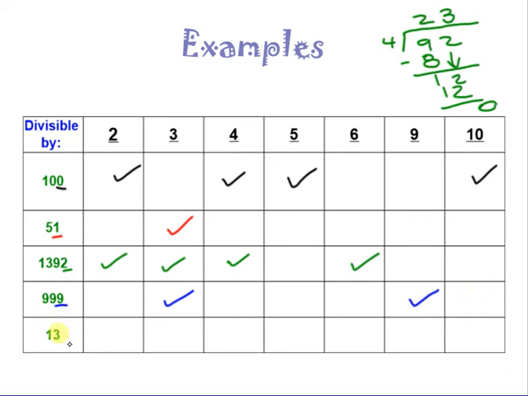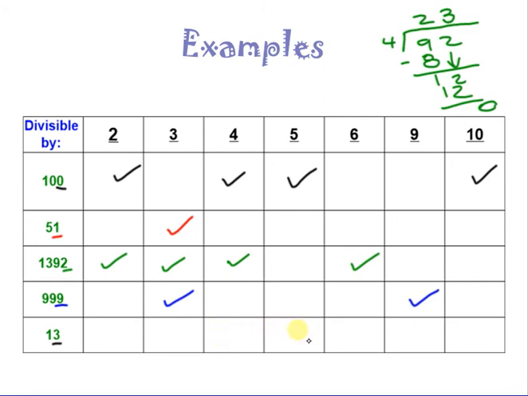All right, 13. So 2 will not go into 13 because 3 is odd. 3 will not go into 13 because 1 plus 3 is 4, and 3 can't go into 4 evenly. 4 does not go into 13.